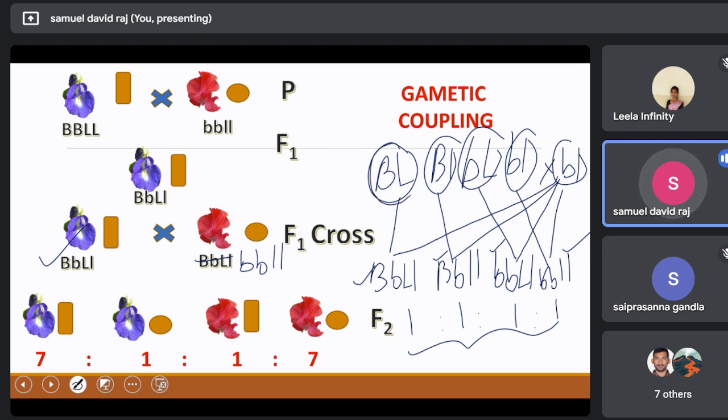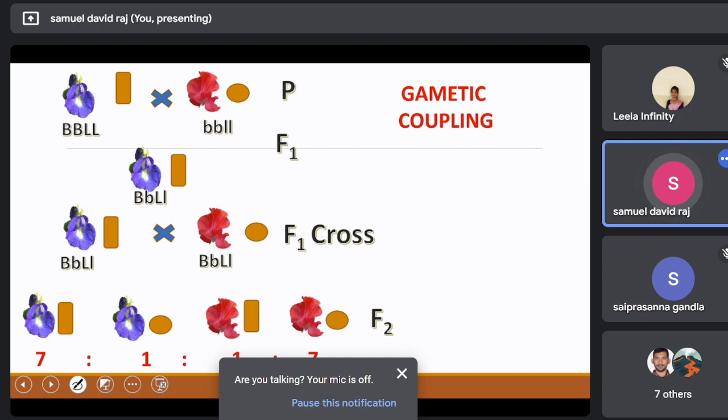Because the number of gametes produced having capital B, capital L, let us say, is 100 in number. Then capital B, small l also will be 100, and so on, 100, 100. That means they are equal in number. That is the reason why, if we get 100 plants each, the ratio is always 1:1:1:1. So the number of gametes produced for each genotype is the same.